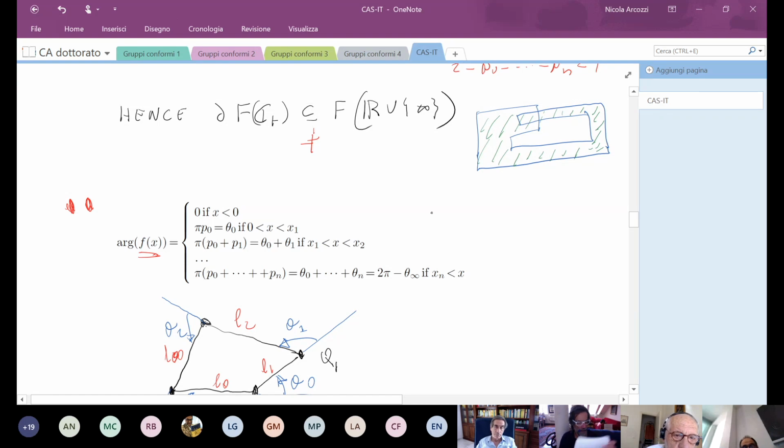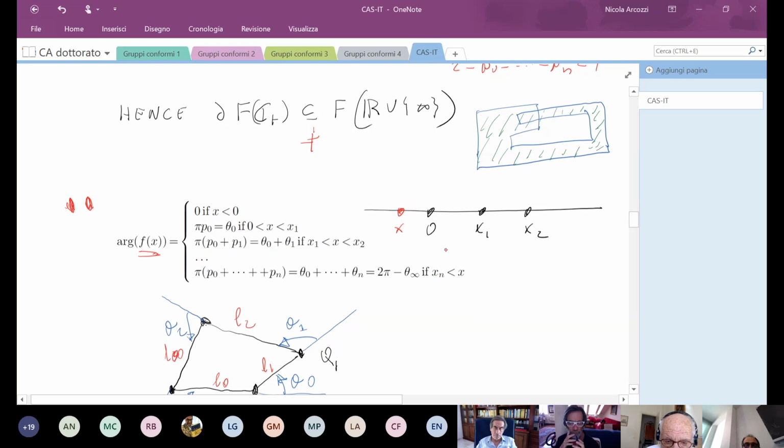What happens? Here it is 0, here it is x1, x2, let's say this. If you consider x here, all of these arguments are 0, because you have 0 minus x, x1 minus x, and so on. They are all positive, and so the arguments are all 0. So if x is less than 0, it is 0.